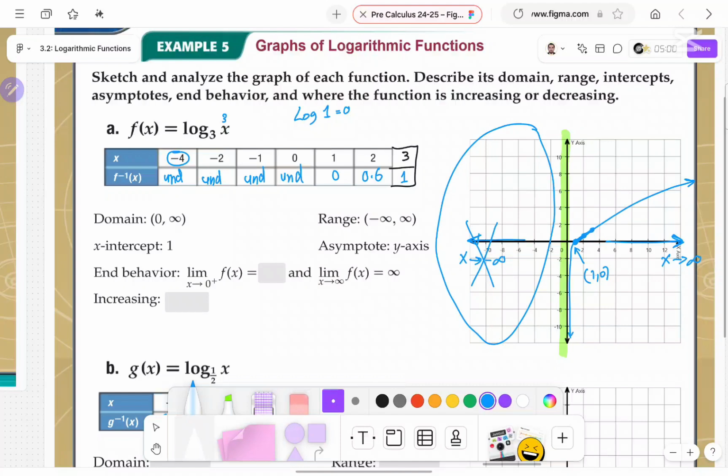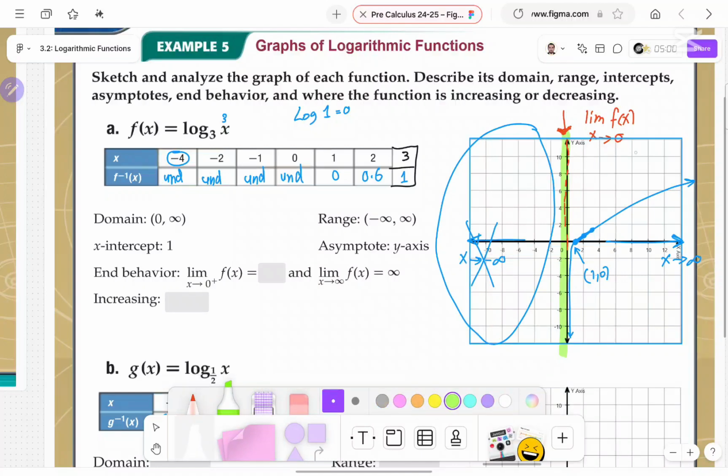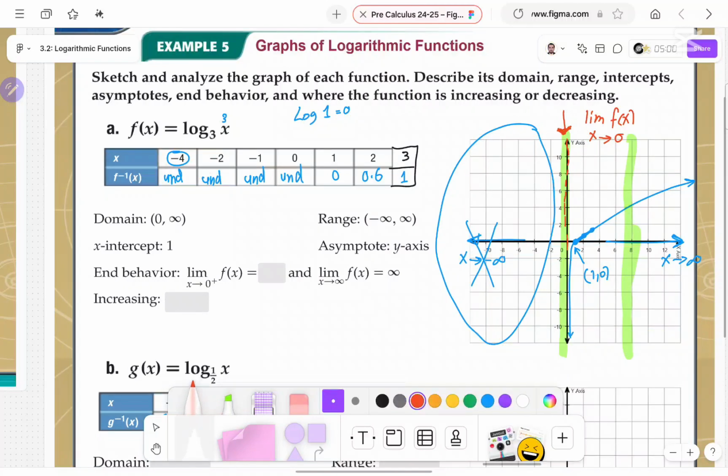So what should I do? I need to test the end behavior at the asymptote. Where is my asymptote? It is at 0. So I have to test the limit of f of x when x approaches 0. Now, if the asymptote is different, for example, let's say the asymptote is 8, I have to test my function at this point, so I have to write the limit of f of x as x approaches 8.